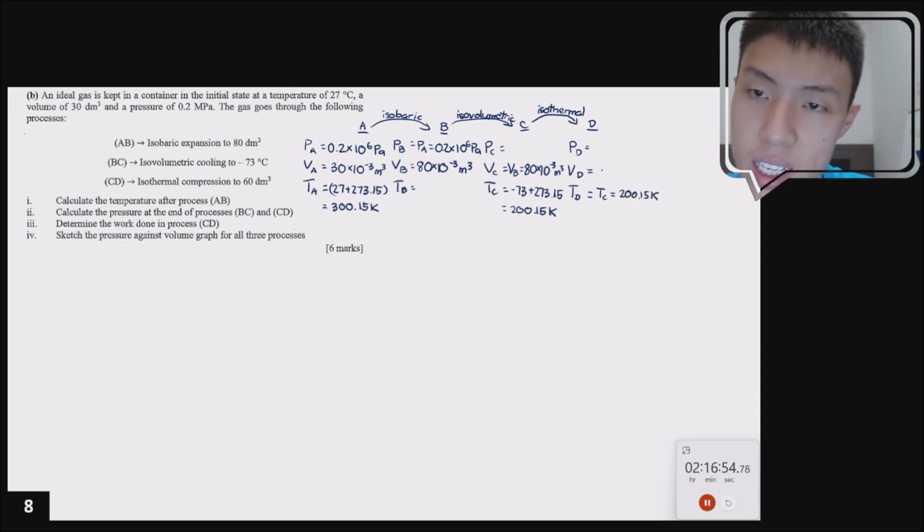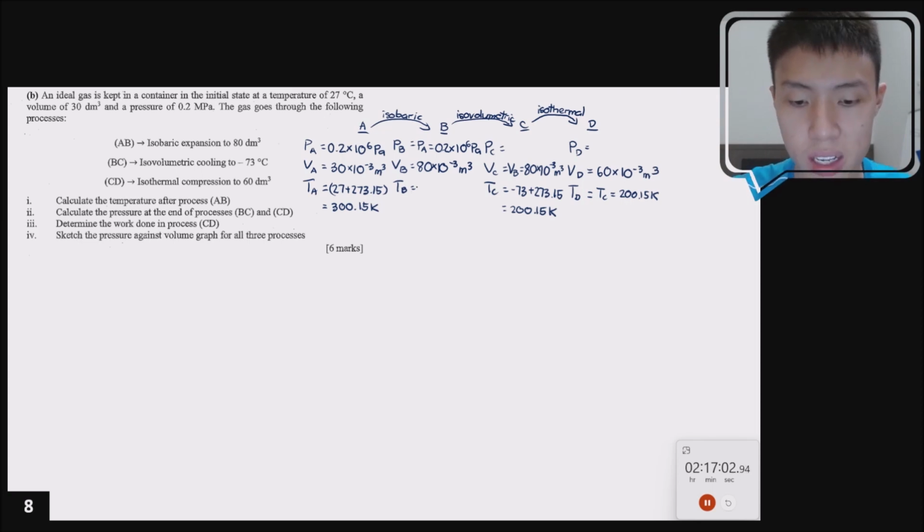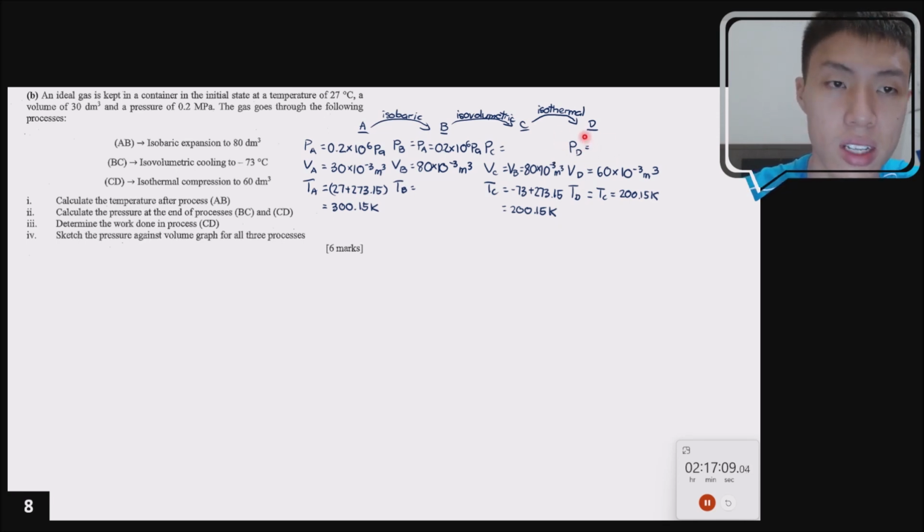Your volume is 60 dm³, so 60 times 10 to the power negative 3 meter cube. And your pressure is unknown. So there are 3 unknowns over here: the temperature at state B, the pressure at state C, and the pressure at state D. Those are the things that we don't know.